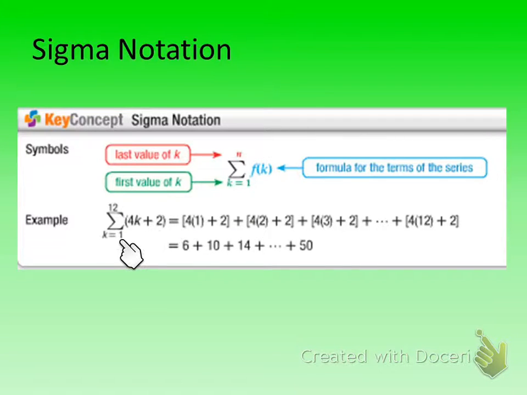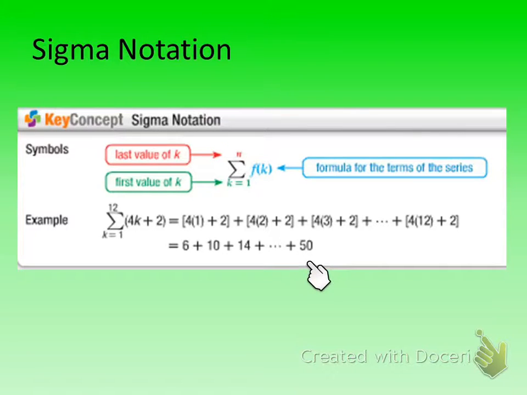Now we move from a k of 1 up to a k of 2. So you plug 2 into there. 4 times 2 plus 2 gives you 10. Once you get that, you move up to 3. 4 times 3 gives you 12, plus 2 gives you 14. And you do that all the way up until you get to your last number on sigma, which is 12. So 4 times 12, which is 48, plus 2 gives you 50.